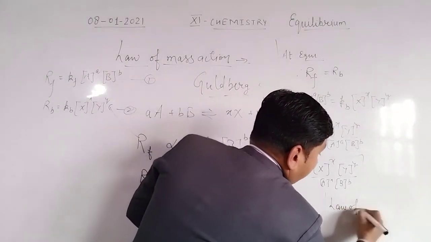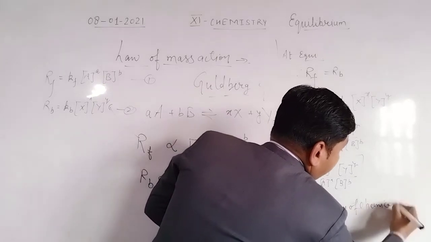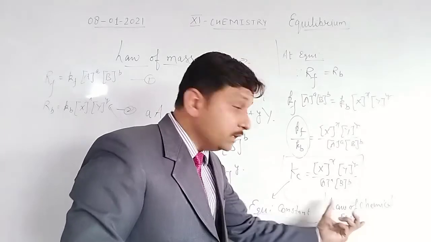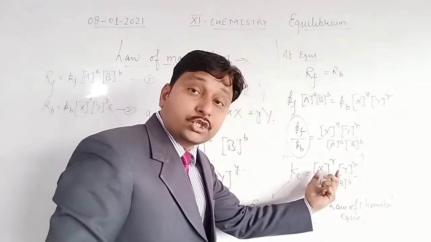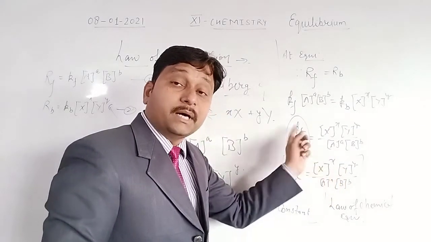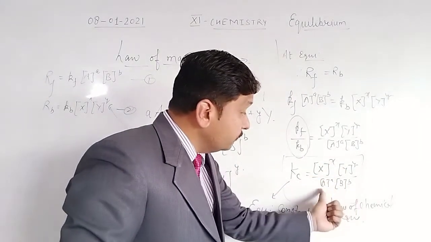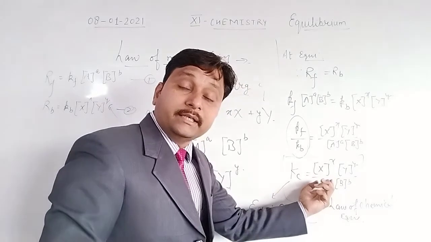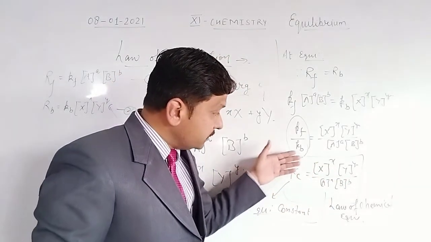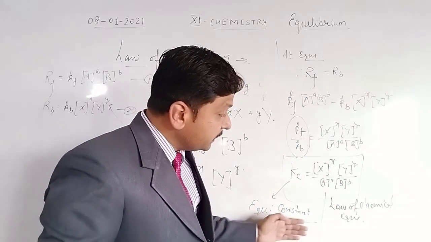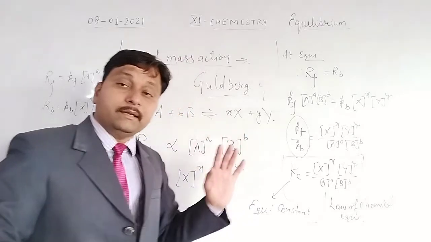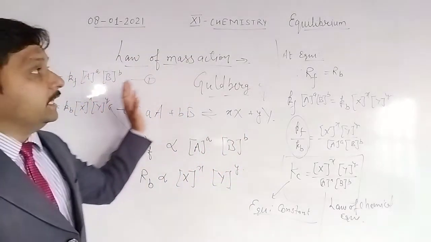Law of chemical equilibrium. So simply we can say, what is the law of chemical equilibrium? It is the ratio of the product of the concentrations of the products raised to their powers over the concentration of the reactants raised to their powers. Clear? So this ratio represents the equilibrium constant, and also it is a part of the law of chemical equilibrium. Clear? So it is the overall starting of equilibrium.